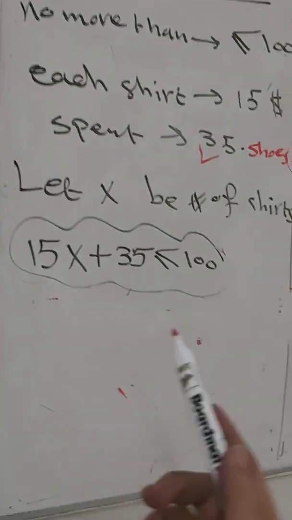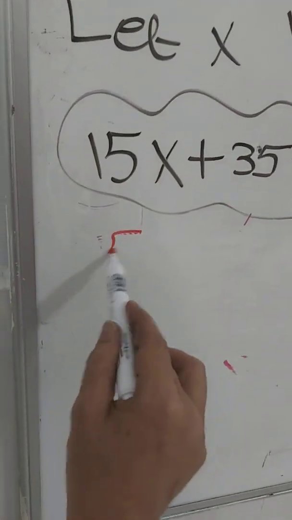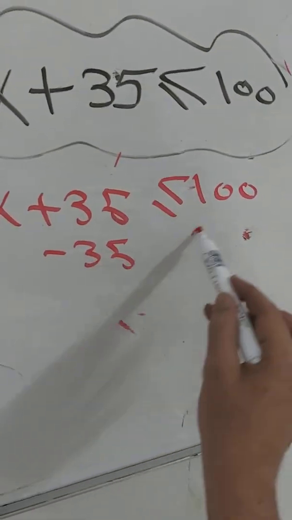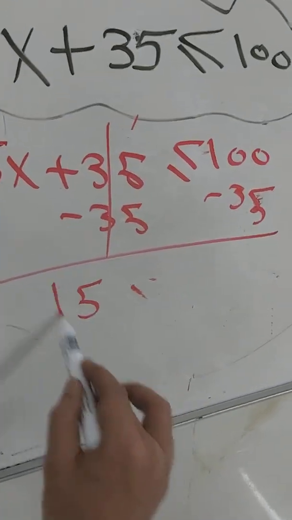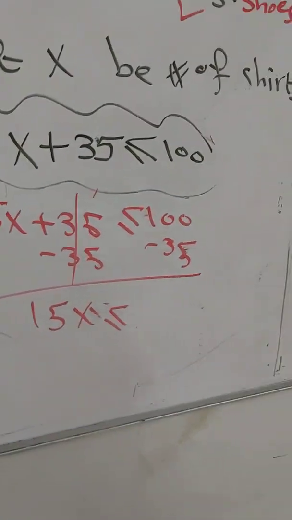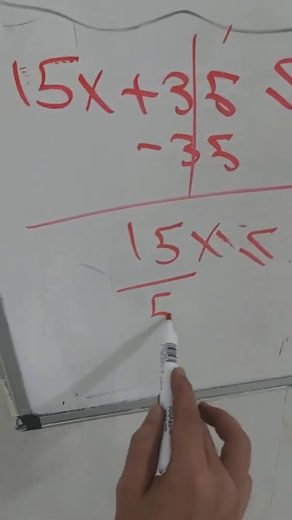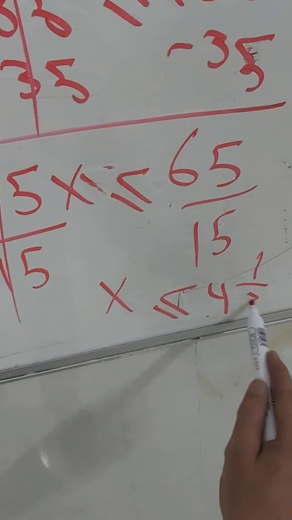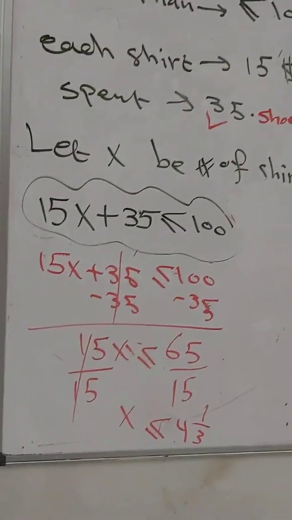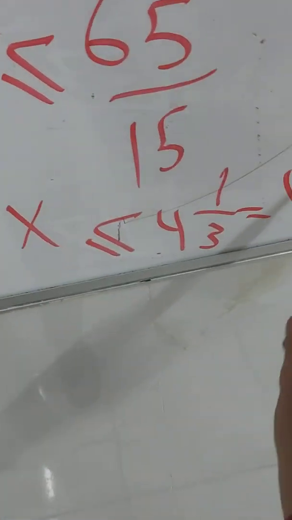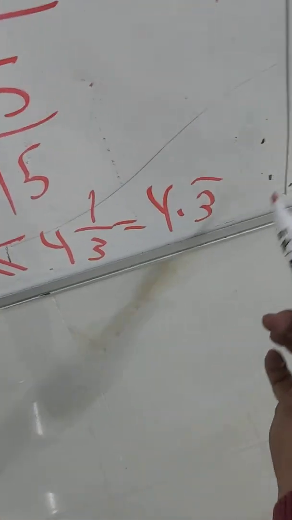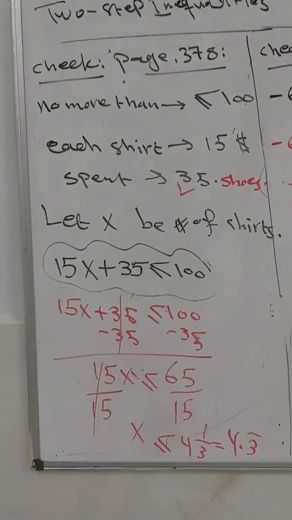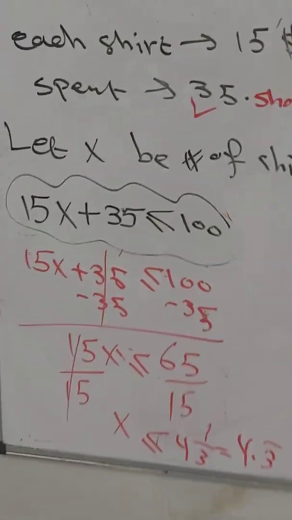Now this is the inequality. Let's solve it. 15x plus 35 less than or equal to 100. Subtract 35 from both sides. 15x less than or equal to 100 minus 35, which is 65. Divide both sides by 15, and it will be x less than or equal to 4 and 1 over 3. If you want to turn it to decimal, it will be 4.3333 repeating forever. This is the check on page 379.